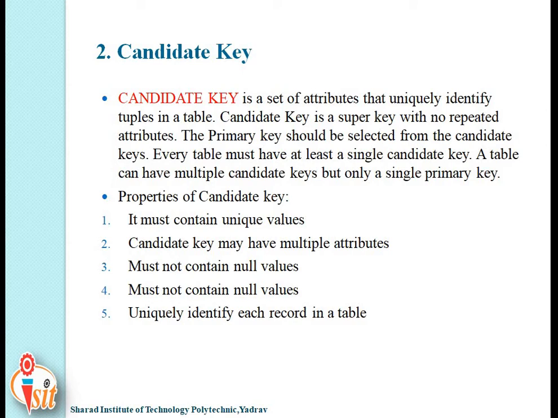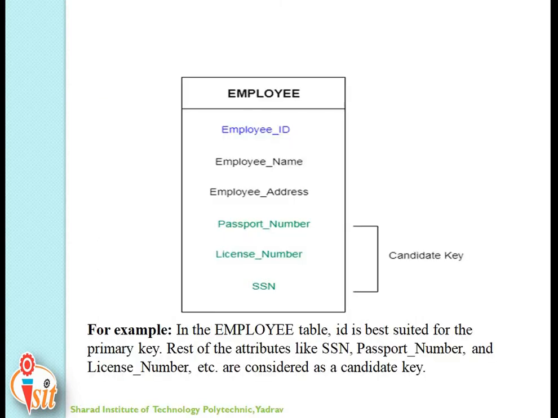There are various properties of a candidate key. It must contain unique values. Second, a candidate key may have multiple attributes. It must not contain null values. And the last one is that it uniquely identifies each record in a table. These are the different properties of the candidate key.